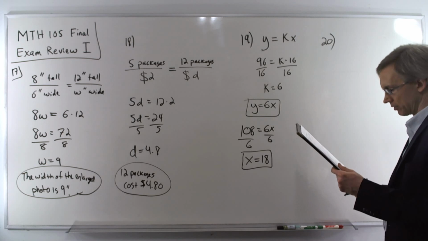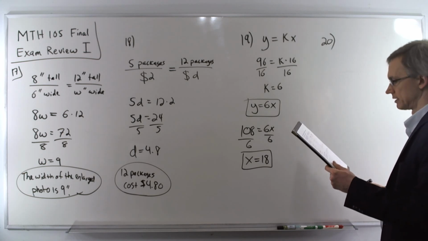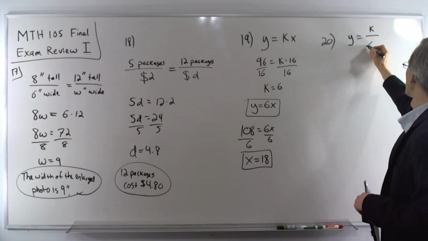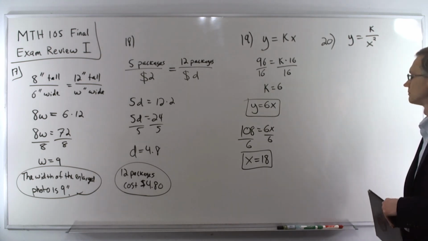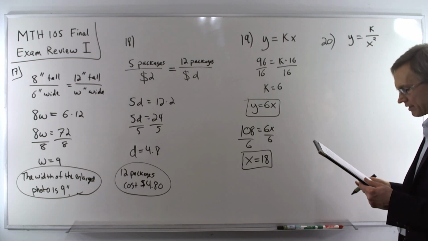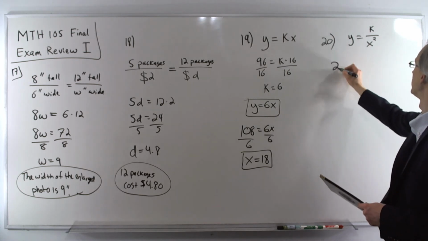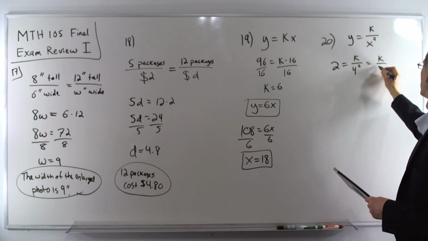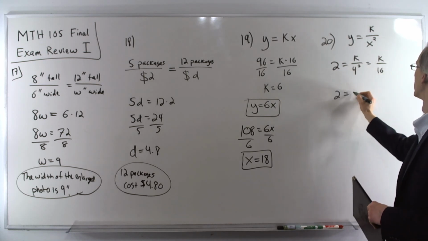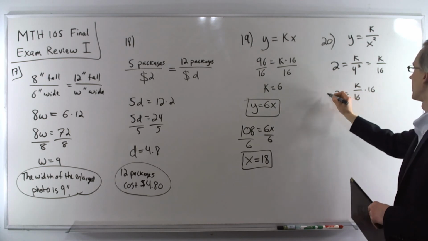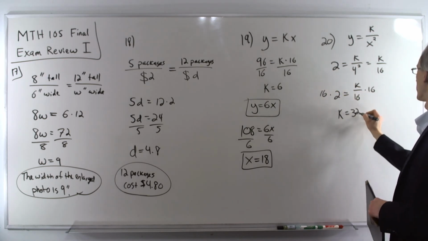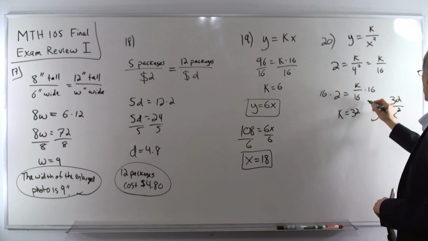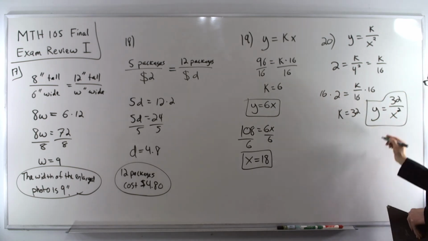Number 20. Now this one, y varies inversely with the square of x. So inversely means our variable's on the bottom. So y equals k on top, and it's the square of x, so x squared on the bottom. And we're given that y equals 2 when x equals 4. So 2 equals k over 4 squared, which is k over 16. All right, now we'll multiply both sides by 16 and get k equals 32. And that makes our equation y equals 32 over x squared. So there's the first part of the answer, the equation that relates x and y.